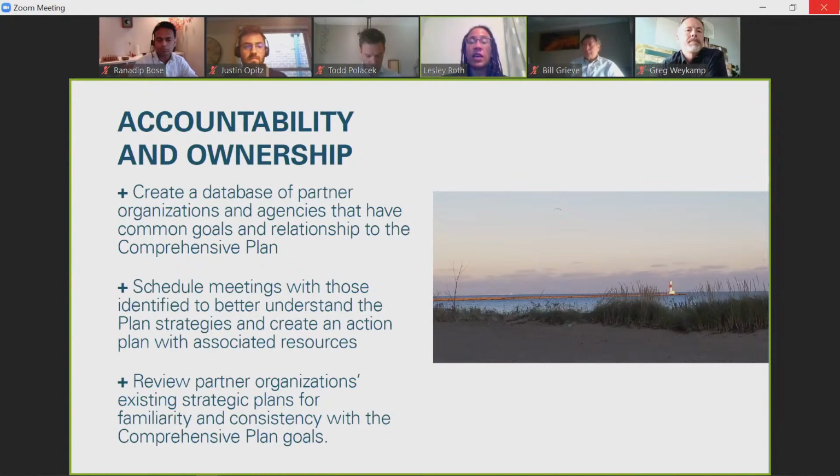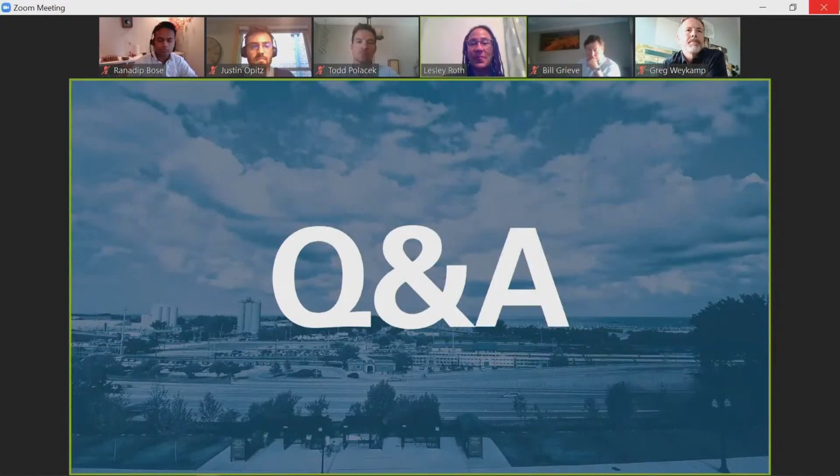And lastly, coordinating with existing organizations, their master plans, their goals, and making sure that there's consistency and that there's not duplication of resources or developing those human capital within the city, so that everyone is pulling in the same direction to implement the comprehensive plan. Thank you.